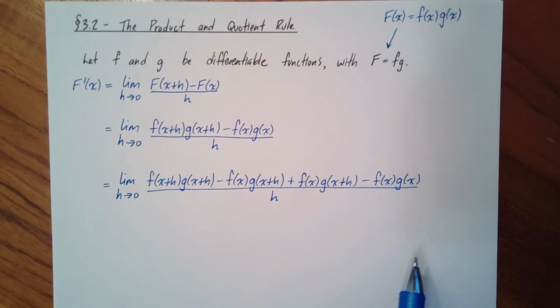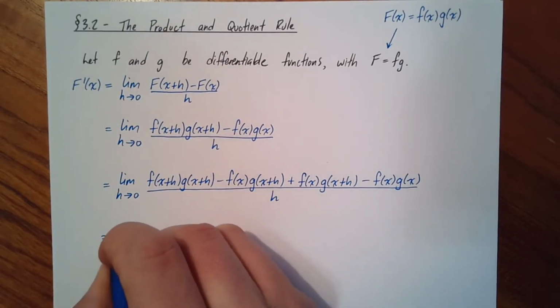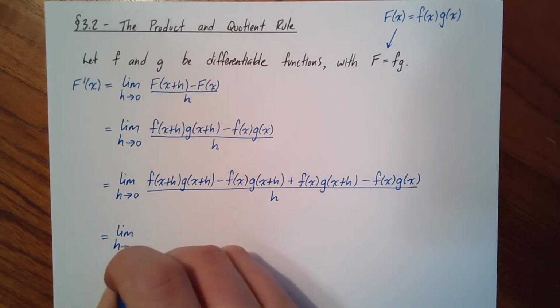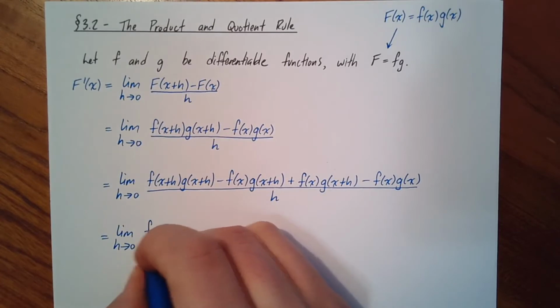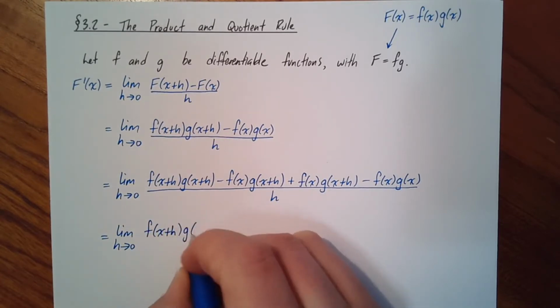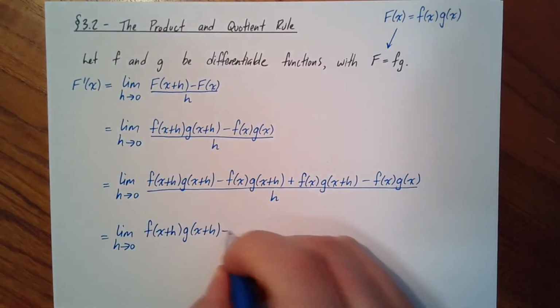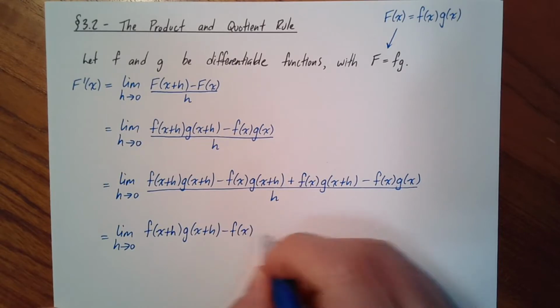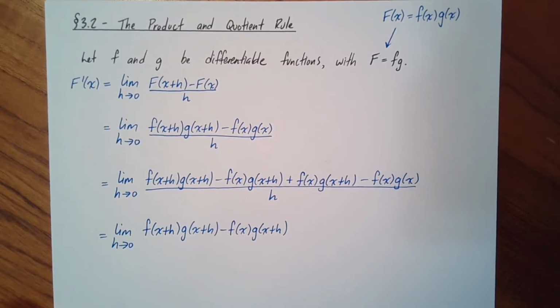So instead, what I'm going to do is split this up into the sum of two fractions, taking advantage of fraction properties. So this is actually the limit as h goes to 0. I'm going to copy the first two terms down: f of x plus h times g of x plus h minus f of x times g of x plus h. Okay, so that's the first two terms.